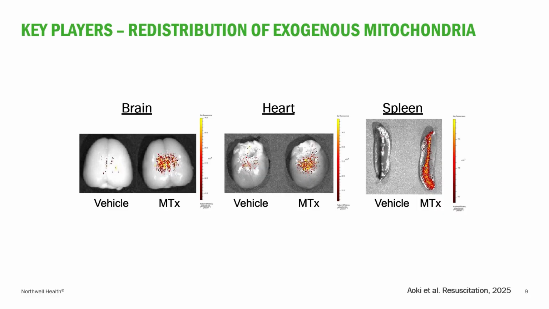When we look at the organs, again, just a few of them, the brain, heart, and spleen, this is at about 1 hour post the transplantation, we see an increase in fluorescent signal. This is through an in vivo imaging system. You can see an increase in fluorescent signal in the mitochondria-treated groups. But interestingly, we did not see this at very early time points, which suggests perhaps a delayed redistribution.